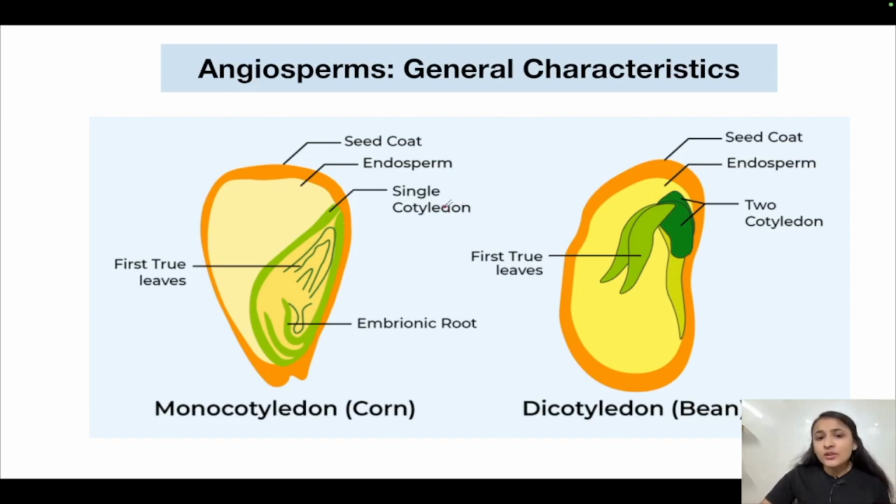Now, in monocots, only a single cotyledon is present. And in dicots, 2 cotyledons are present. So, this structure is the embryo. Here, this structure is the embryo. So, 2 cotyledons are present in dicots.